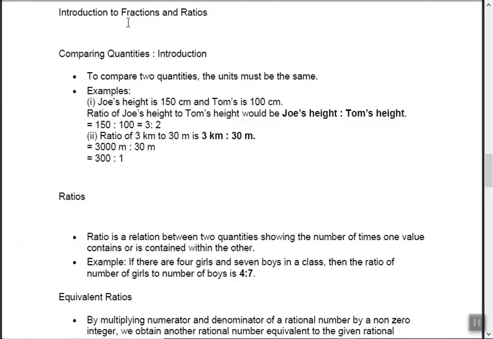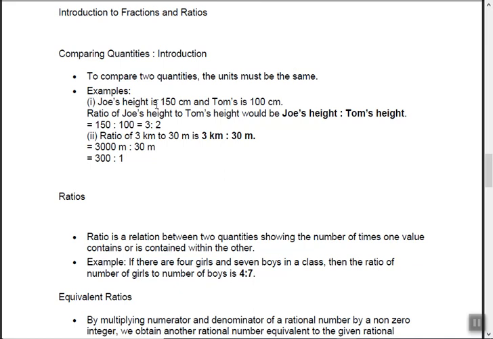Now introduction to fractions and ratios. Now fractions. What are fractions? Fractions basically compare two quantities. The unit must be the same. Basically we are comparing two quantities. Important is the unit must be the same. You cannot compare two quantities of different units with each other.